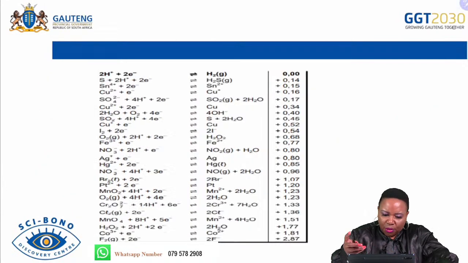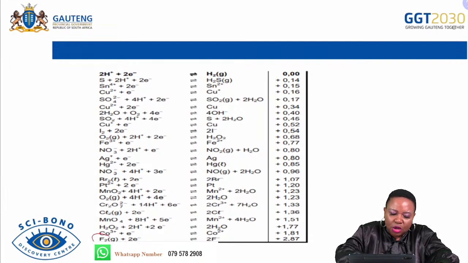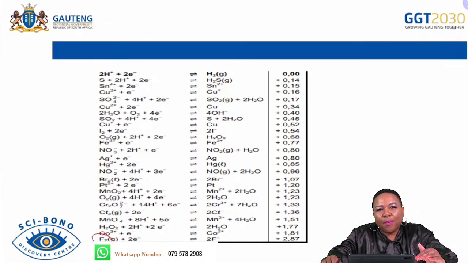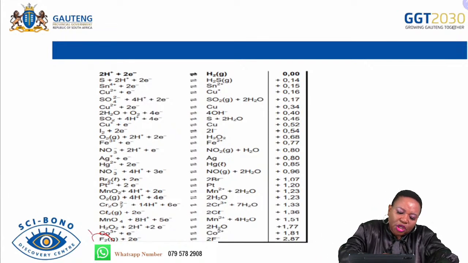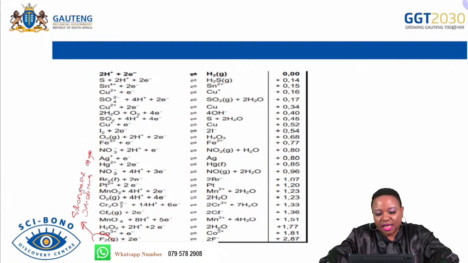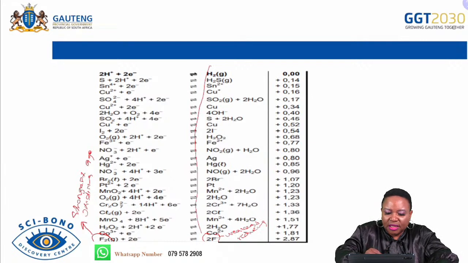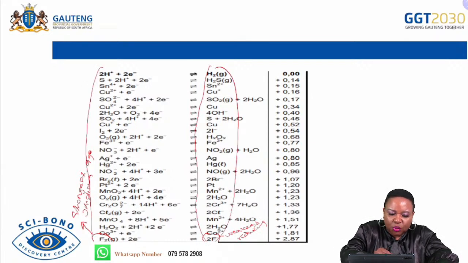When you go down my table, I divided it into two. When you go down, you'll find fluorine at the bottom of the table, and fluorine is on the side of the oxidizing agent. Therefore, fluorine is the strongest oxidizing agent as compared to all the oxidizing agents that I just indicated, whereas the fluoride ion will be our weakest reducing agent. Remember, the reducing agents, we read them this side, and our oxidizing agents, we read them this side.